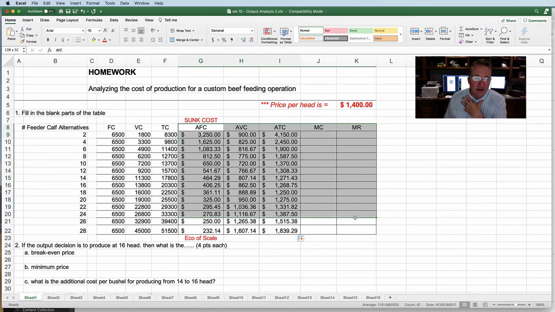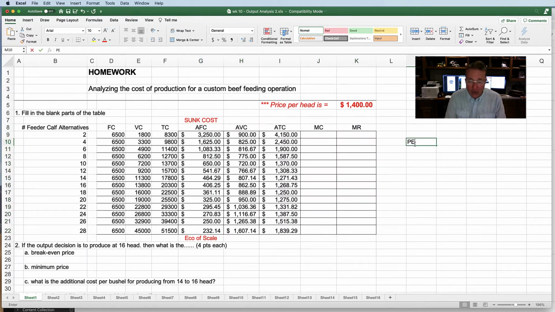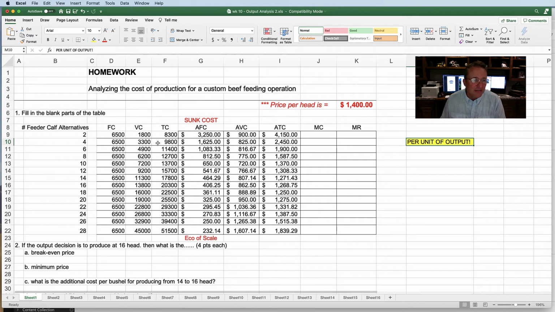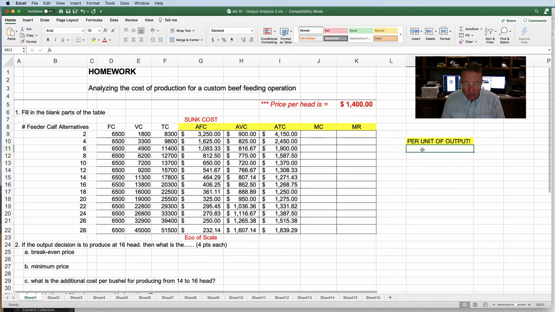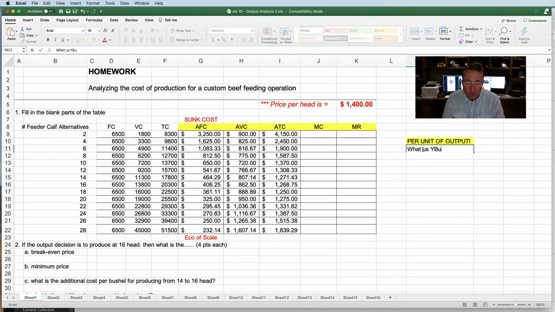The rest of these variables all across here, the ones you calculate, are all based on per unit of output. So each of these are per unit of output. In fact, if I highlight this a little bit, that's all per unit of output. If I run across here, these are all per unit of output. Now that's important because we want to know what our unit is. What is the unit? The example of the unit here is per head.